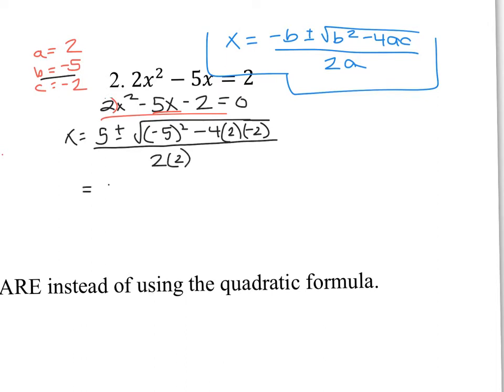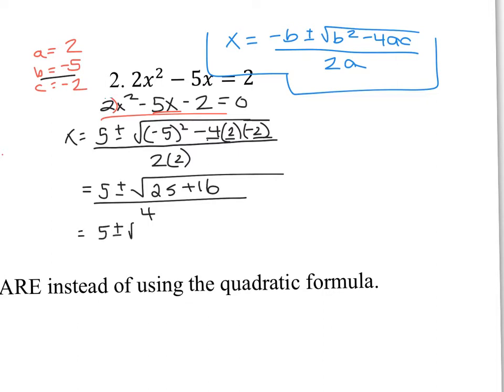Now I want to start cleaning some of this up. I know negative 5 squared is 25. Negative 4 times 2 times negative 2: negative 4 times 2 is negative 8, and negative 8 times negative 2 is positive 16. All over 2 times 2, which is 4. Now 25 plus 16 is 41. So now I have 5 plus or minus the square root of 41 over 4. Now I'm going to take the square root of 41. I get 6.4. So now I have 5 plus or minus 6.4 divided by 4. Now that I'm only down to numbers, I break it up into its two paths.